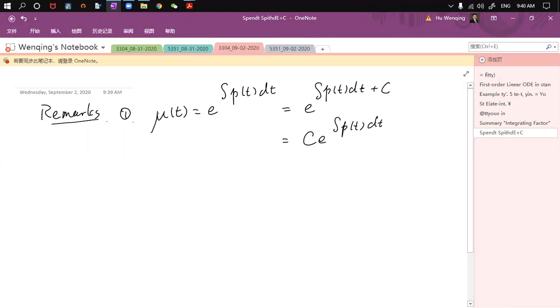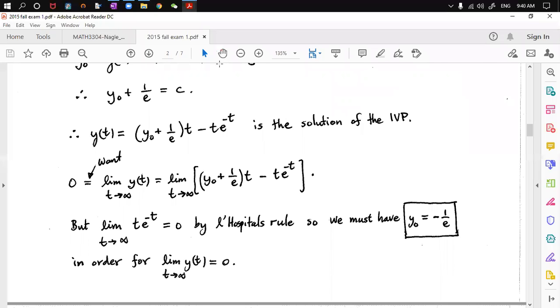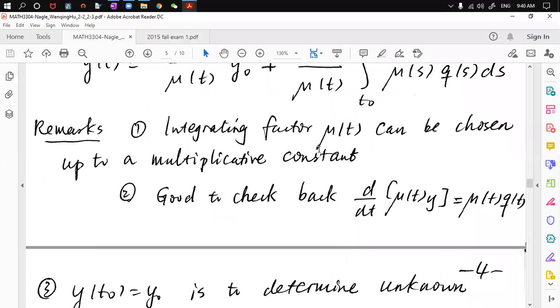So if mu of t is an integrating factor, 2 mu of t is also an integrating factor. It's not uniquely determined. You can multiply by any constant you like and you still get an integrating factor. That's why I say the integrating factor is chosen up to a multiplicative constant.